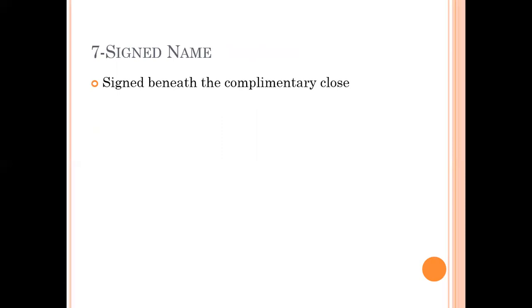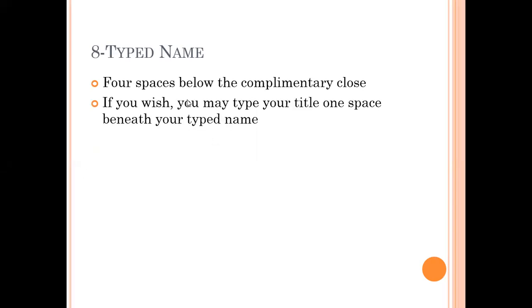And comes number 7, the signature. There's supposed to be a signed name, which is signed beneath the complimentary close. And then comes number 8, which is the typed name, and it's 4 spaces below the complimentary close. Okay, so you have to skip 4 lines, and then that's how you do it.